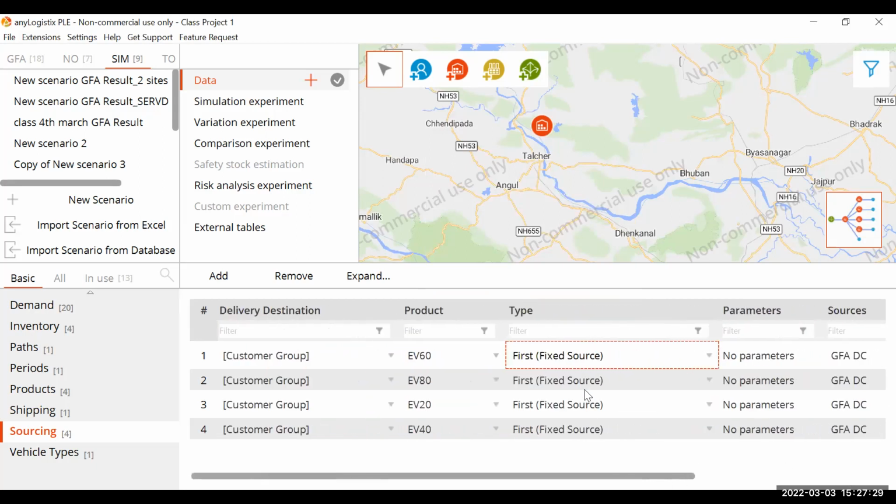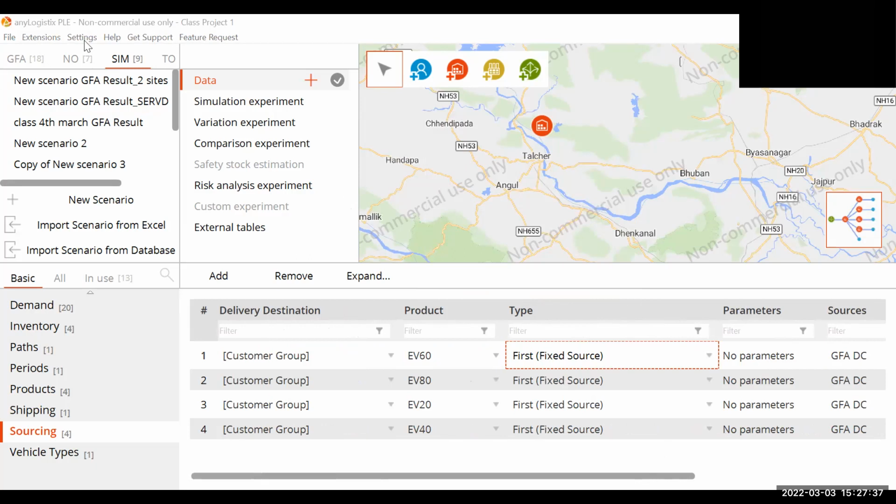Any questions or any doubt on this? I hope you are following the same thing in your data, what you have already done.